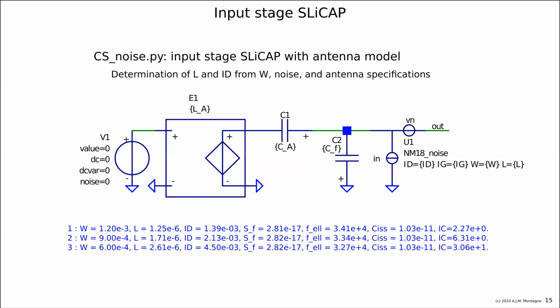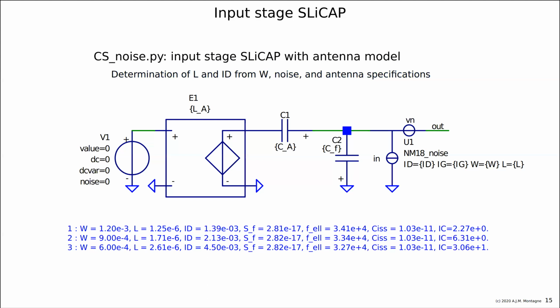So if we do this with Python, and I will show you in a while, then I listed a few widths, 1.2 millimeters, 900 micrometers, and 600 micrometers, and it calculates the length and the drain current and all the other things. So the spectral density is like 2.8 times 10 to the power of minus 17, and it should be 2.5. It's a little bit more, and that corresponds with the 5.3 nanovolts per meter per square root of hertz. That should be 5. But okay, increasing the current a little bit, and the whole thing is according to spec.